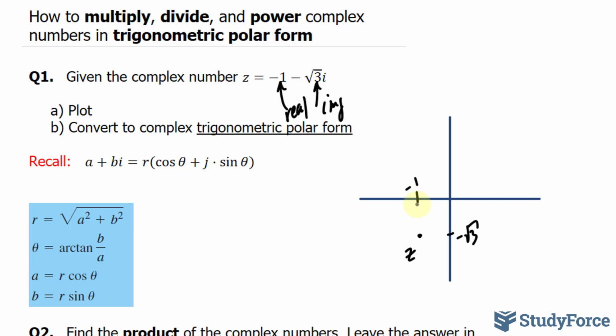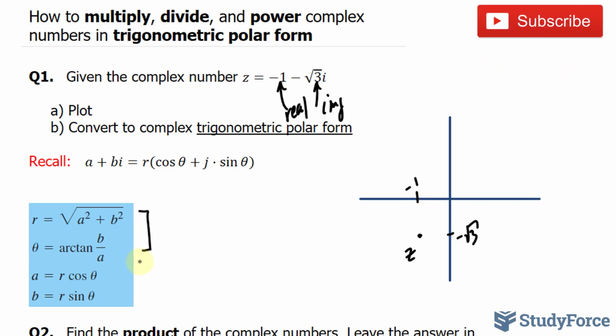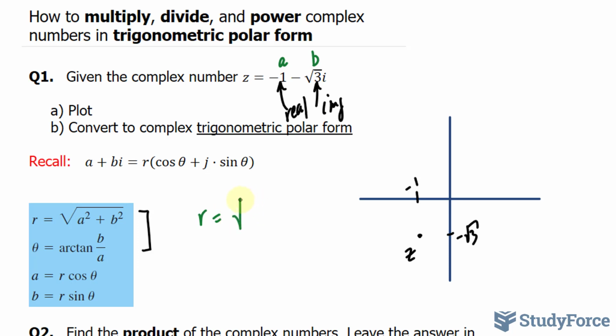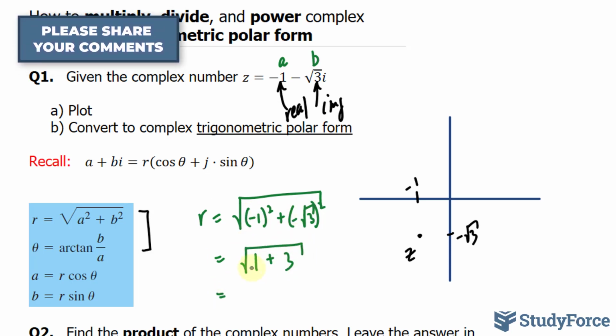In part B, we're asked to convert to complex trigonometric form. To do this, we'll be using these two formulas. To find our r, we take the square root of a squared plus b squared. This number represents a, and this one represents b. So r is equal to the square root of -1 to the power of 2 plus negative square root of 3 to the power of 2. This becomes 1, this becomes 3. Taking the square root of 4 gives us plus or minus 2.